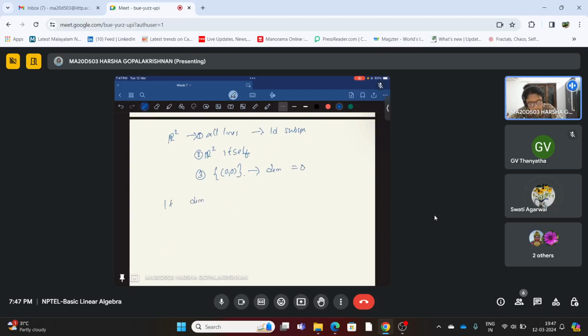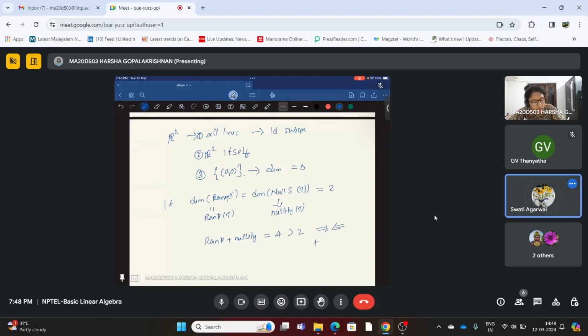Okay. If the dimension of the range of T equals the dimension of the null space of T equals 2, what is the contradiction we are getting? This we will say is the rank of T, another name, and this is the nullity of T. So rank plus nullity will be 4, which is greater than 2, but it should be equal to 2. So it is a contradiction to the rank-nullity theorem.